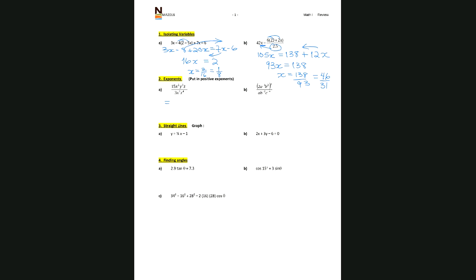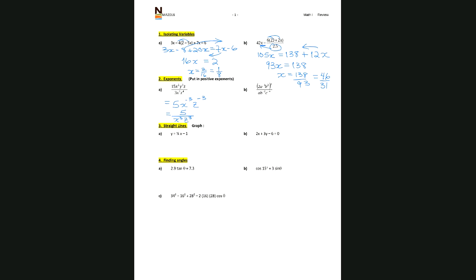15 divided by 3, x2 divided by x5, subtract exponents. Y to the 0 is 1, and there's none in the denominator, and the z as well, 1 minus 4. Okay, now we have to put in positive exponents, so the 5 remains in the numerator and the other variables are in the denominator with a positive exponent.